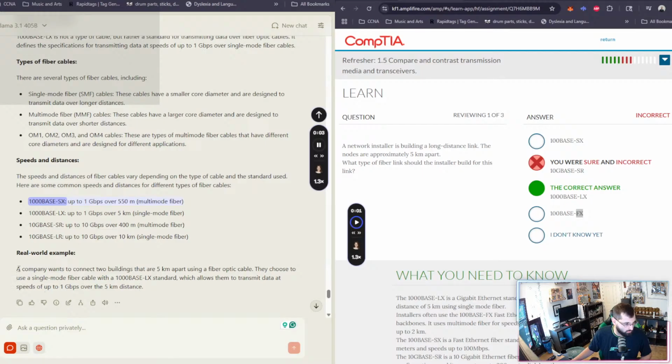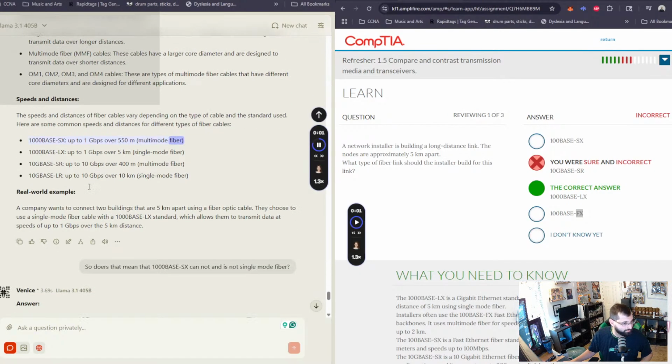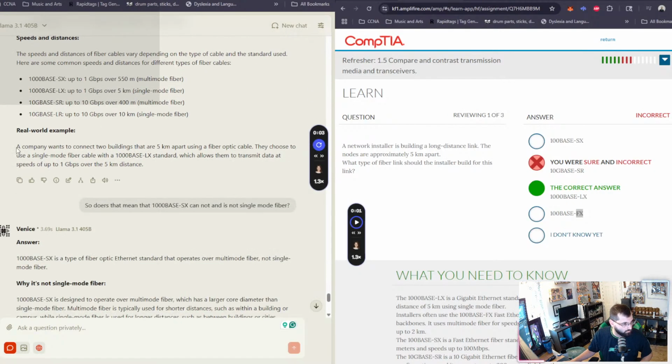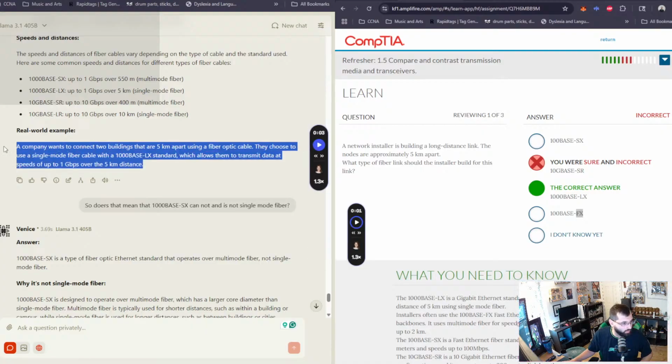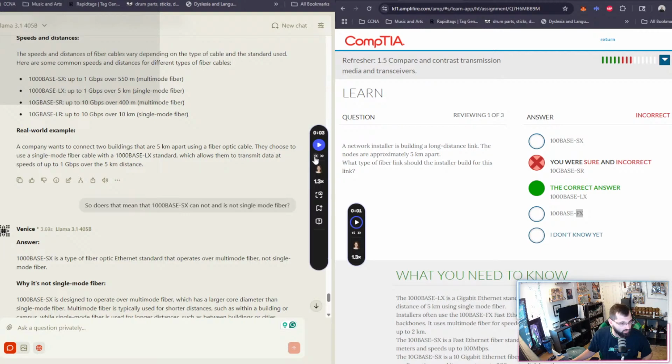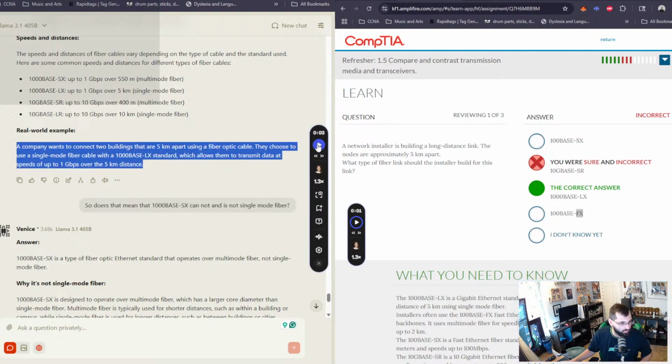1,000 base SX, up to 1 Gbps. That is not what I did. I highlighted this, dang it. Over 550 meters, well, I tried. Multimode fiber. Whoa, what is going on with my thing? Last chance. Okay, last chance.